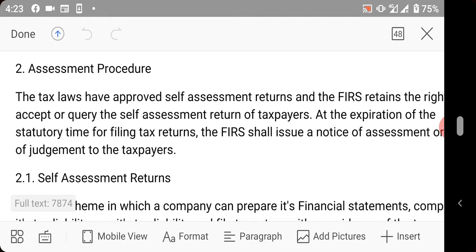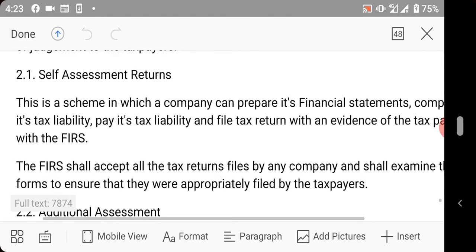So we now have assessment procedure. That's the number two item we're going to look at. Now, the first assessment we'll look at is self-assessment. The Nigerian tax law has introduced what we call the self-assessment regime. As a taxpayer, you are expected to be self-compliant in accordance with the self-assessment regime or returns.